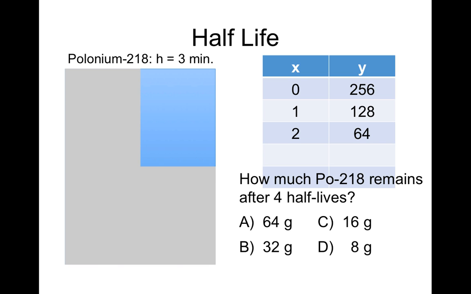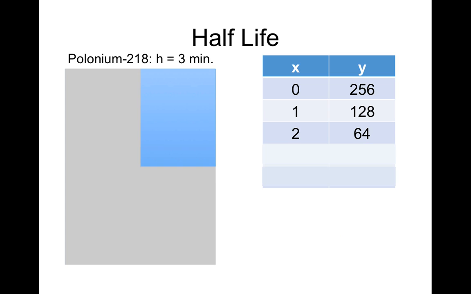How much radioactive polonium-218 is remaining after 4 half-lives? After 4 half-lives, there will be 16 grams remaining. After 3 half-lives, it gets cut in half again, 32. So after 4 half-lives, cut in half again, 16 grams.